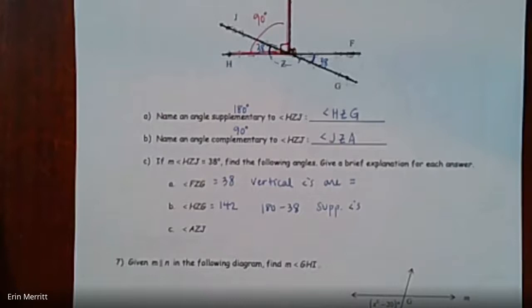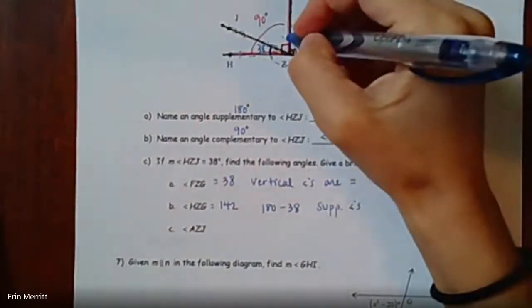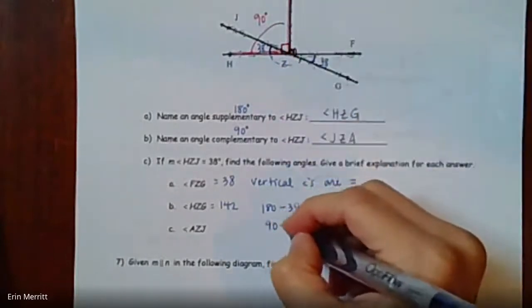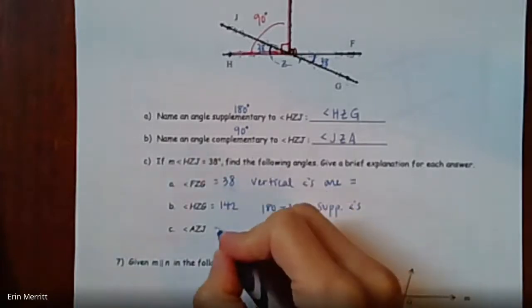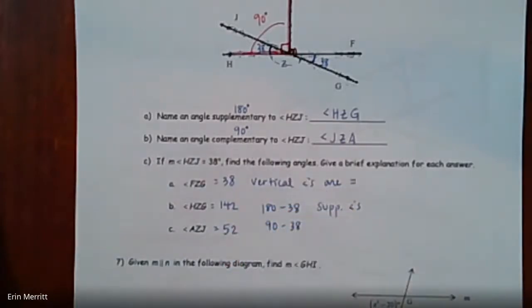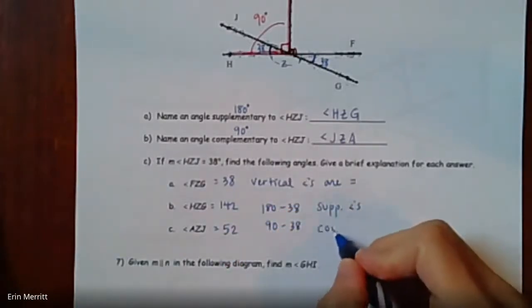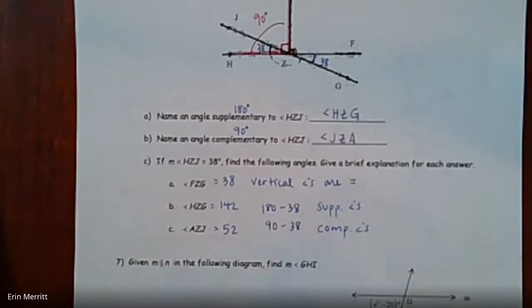And then the last one, AZJ. That was that top one that it's complementary with. So 90 minus 38, that should leave us, oh geez, I want to say 52, but I could be wrong. 90 minus 38, oh, it is 52. Sometimes I trust my mental math, not all the time. All right, and that's because they are complementary angles.